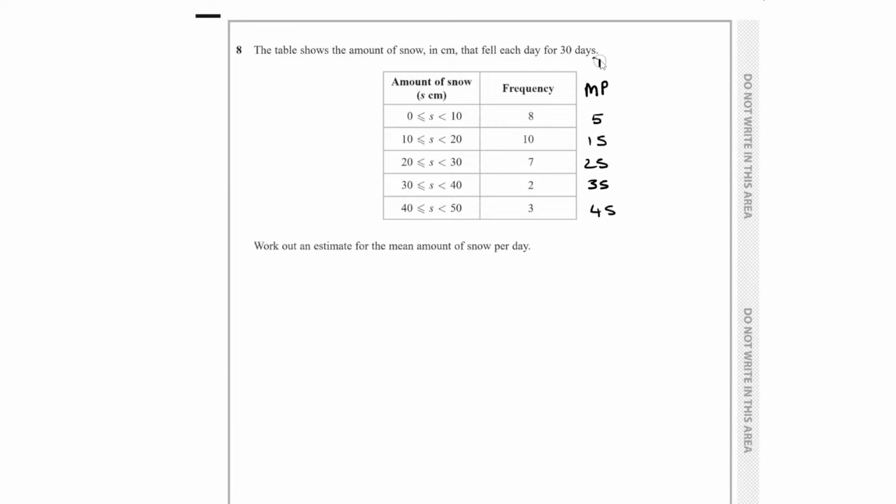So that's the first thing. Step 1, midpoint column. Step 2 is then to do the frequency multiplied by the midpoint. So you see these two columns? You need to multiply all of these. So 8 times 5 is obviously 40, 10 times 15 is 150, 7 times 25, again if you need to use column multiplication you can do that, if you need to add it up that's fine, but because I know that 8 times 25 is 200, I just did 7, which is 175, 2 times 35 is 70, and lastly 3 times 45, I just did 2 times 45 because I know that's 90, and then I added another 45, which gives me 135. That's step 2.